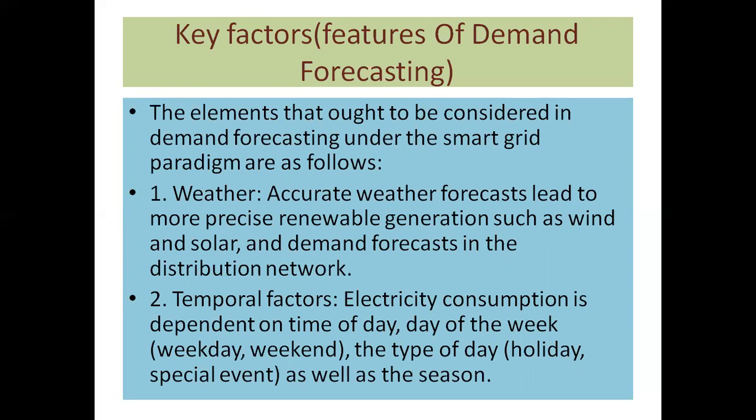Accurate weather forecasts lead to more precise renewable generation such as wind and solar, and demand forecasts in the distribution network. First one is the weather.